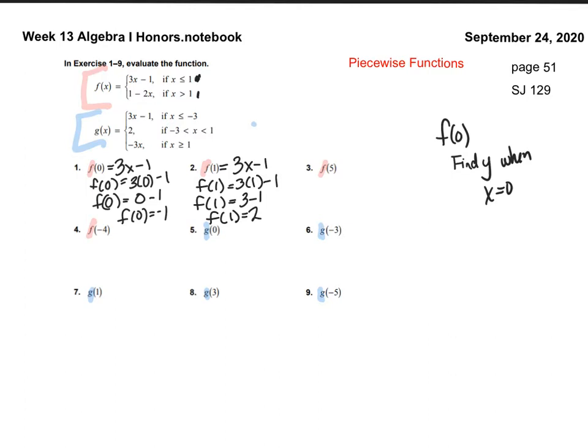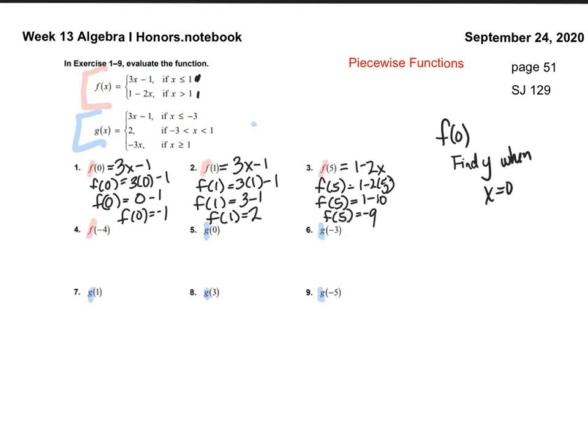For the next one, still using the f of x function, where would 5 fall in these categories? Is 5 less than or equal to 1, or is 5 greater than 1? 5 is greater than 1, so I'll use the expression 1 minus 2x. I will substitute 5 in. I'll do order of operations, and I will simplify. Sorry, parentheses. The answer is negative 9. y is negative 9 when x is 5.